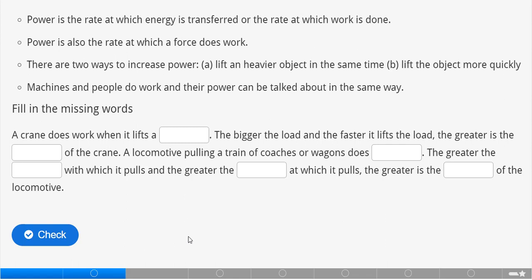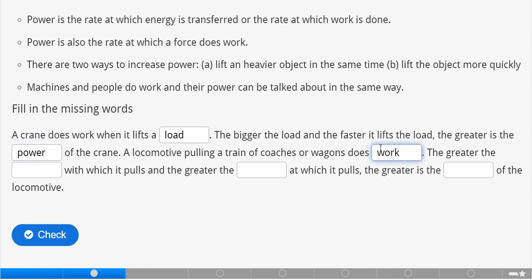For the first activity of the day, we are to fill in the missing words. A crane does work when it lifts a, what do you think will be there? Alright, so you fill it in, you have load. The bigger the load and the faster it lifts the load, the greater is the power, okay, of the crane. A locomotive pulling a train of coaches or wagons does work.